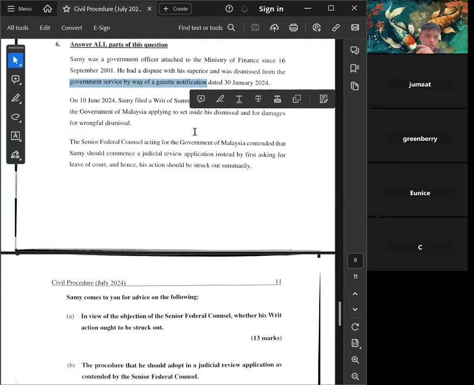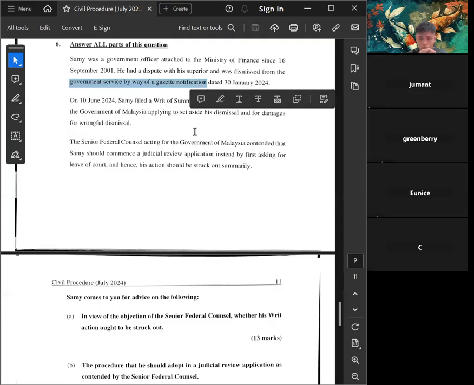Okay, so this will be my first point, because the reason is that he was unfairly dismissed. So this is a decision made by that particular government body. Therefore, it has to be done by way of judicial review. This is my first objection.